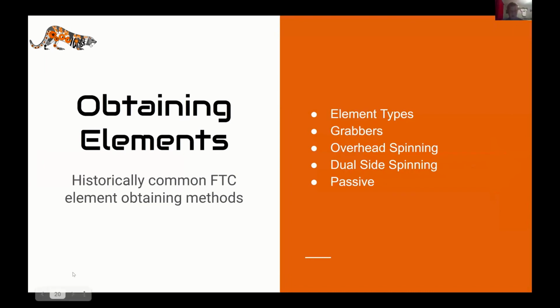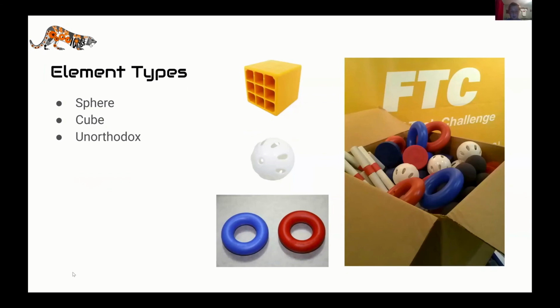So obtaining elements is normally the first part of your scoring. First thing you've got to consider is the element type, which will determine what you're actually grabbing or getting the elements with, which could be grabbers, overhead spinnings, dual side spinnings, or a passive intake. And those are used to pick up the game elements that we talked about earlier.